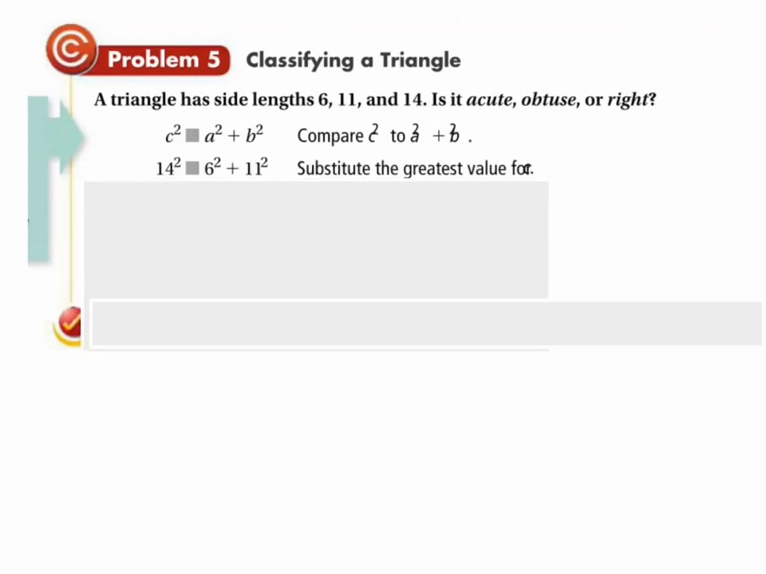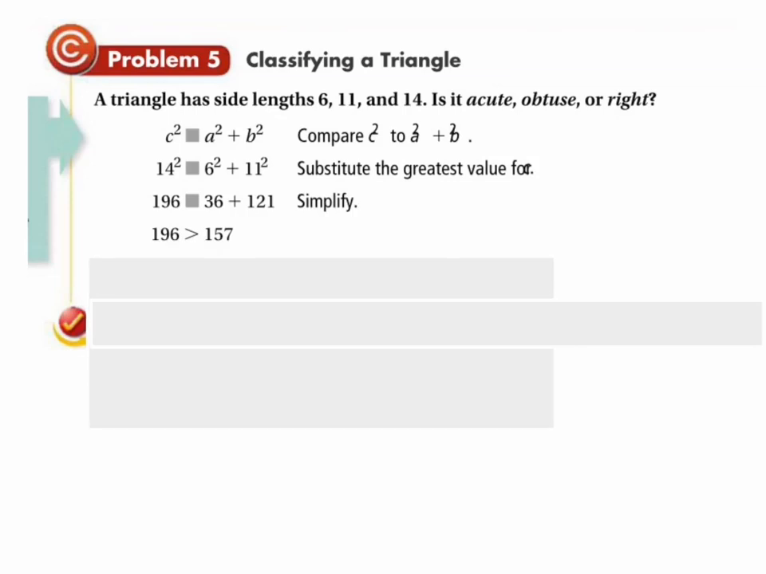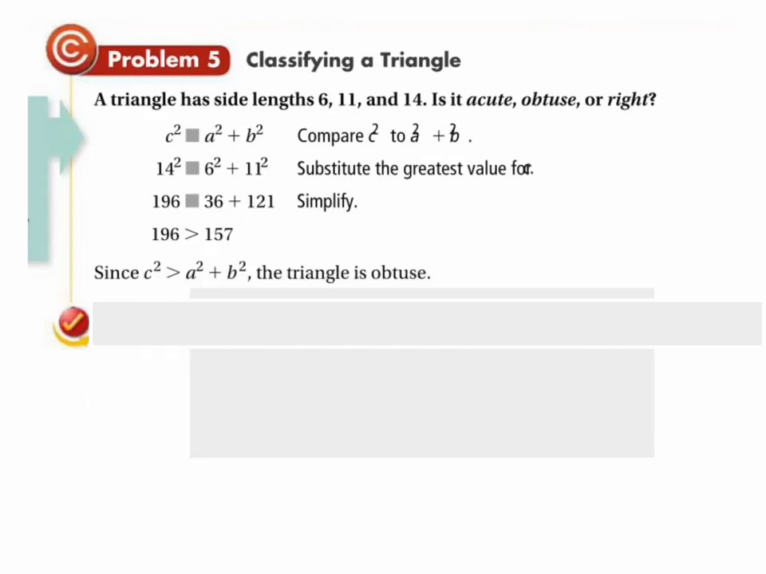You're going to say 14 is the longest side, so that's going to go where the hypotenuse is. How is 14 squared compared to 6 squared plus 11 squared? You always substitute the greatest value for c. When you plug those in and add them together, you say, oh look, the longest side squared is greater than the other two sides squared and added together. So since c squared is greater than a squared plus b squared, the triangle is obtuse.